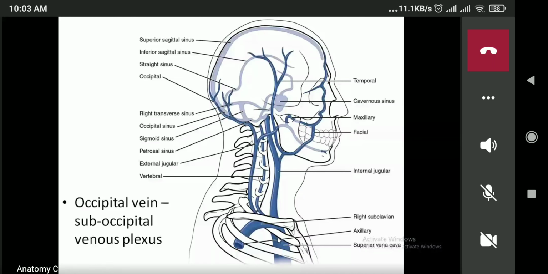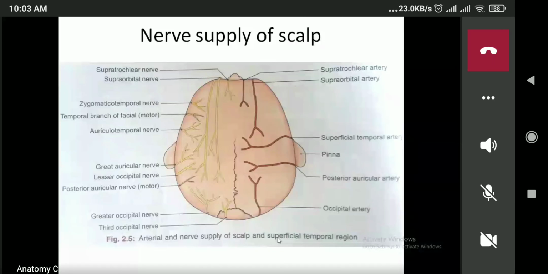So I hope people are clear about this arterial supply and venous drainage of the scalp. Then let's go for the nerve supply of the scalp. Unlike arteries and veins, where there are five sets of arteries and five sets of veins accompanying the corresponding arteries, in case of nerves, in total 10 different nerves supply each half of the scalp. Each half of the scalp is innervated by 10 different nerves.